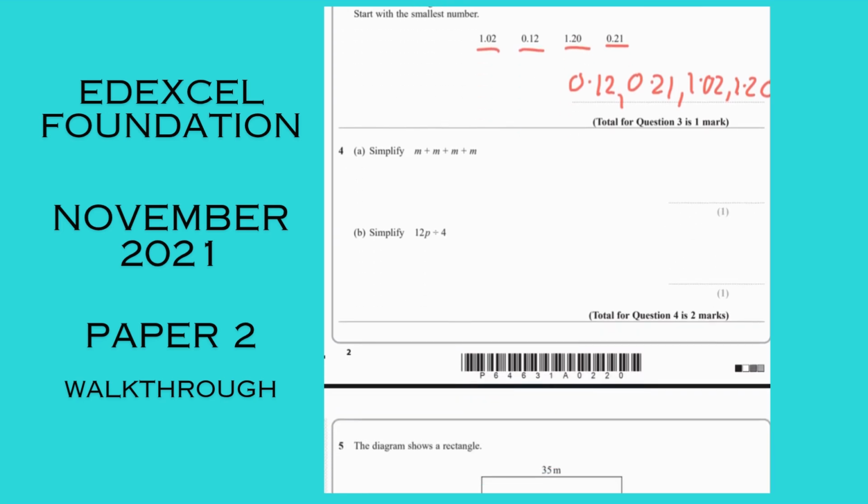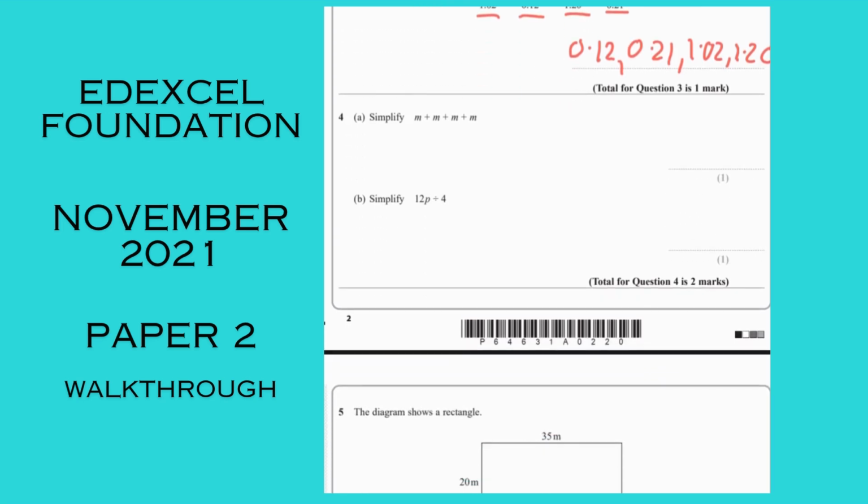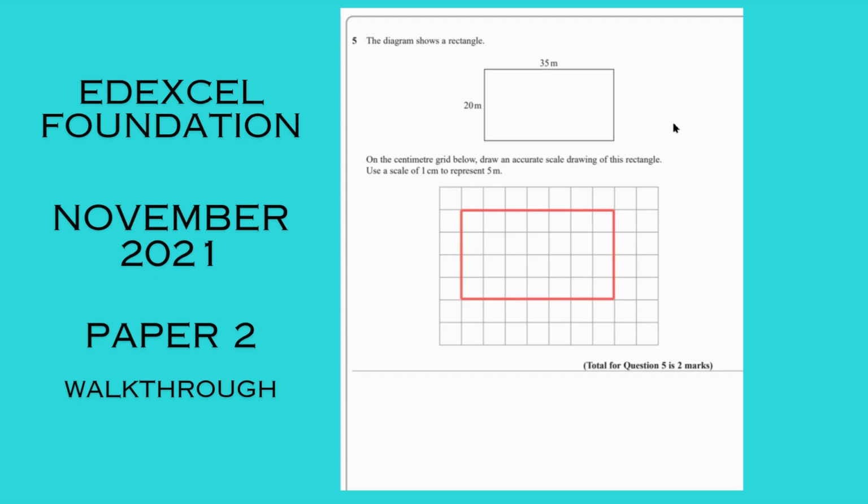Next, some basic algebra, simplifying. So, if you add 4 of the same thing together, you have 4 of them, no powers. Something divided by 4 means you've got 3 of them, in this case, 3p. On to page 2. Question 5.